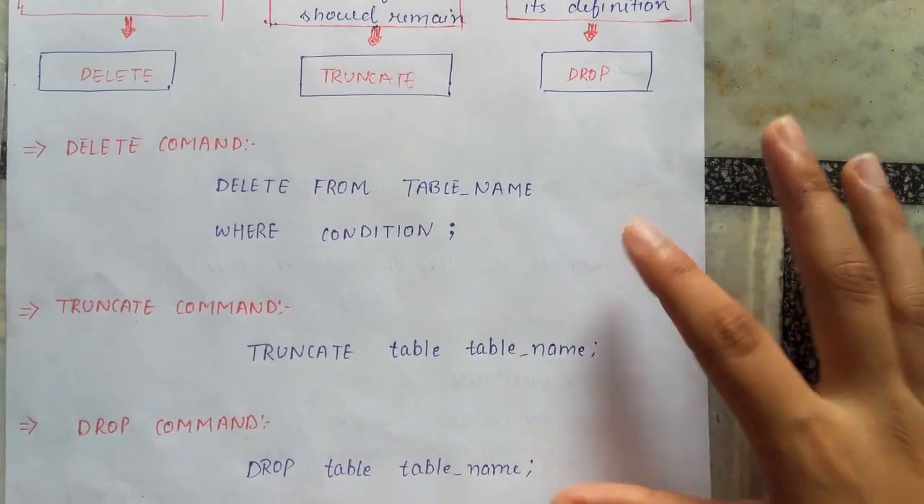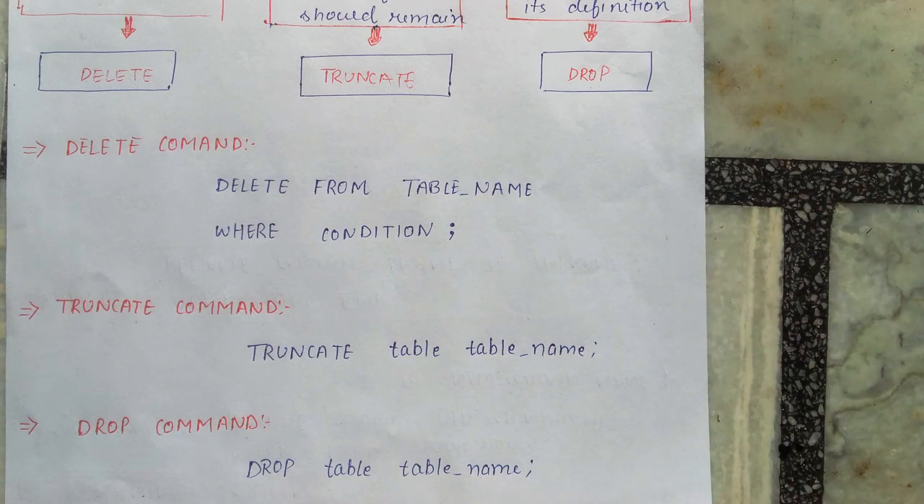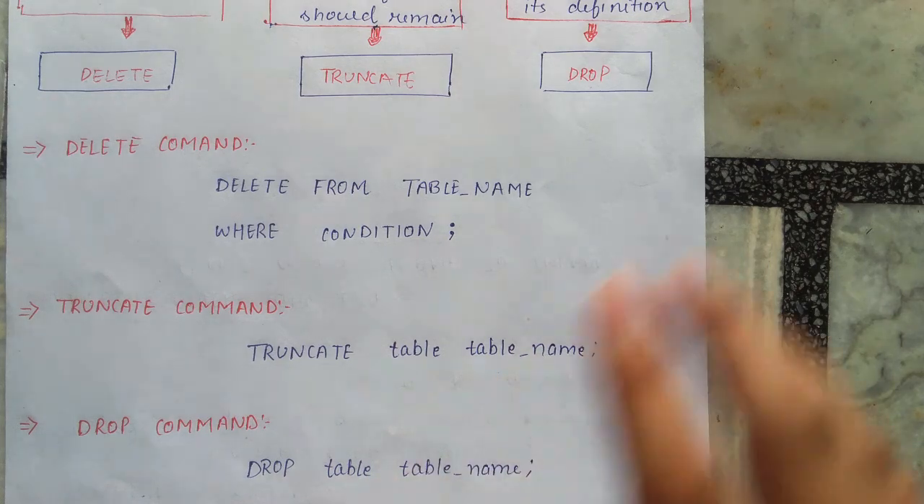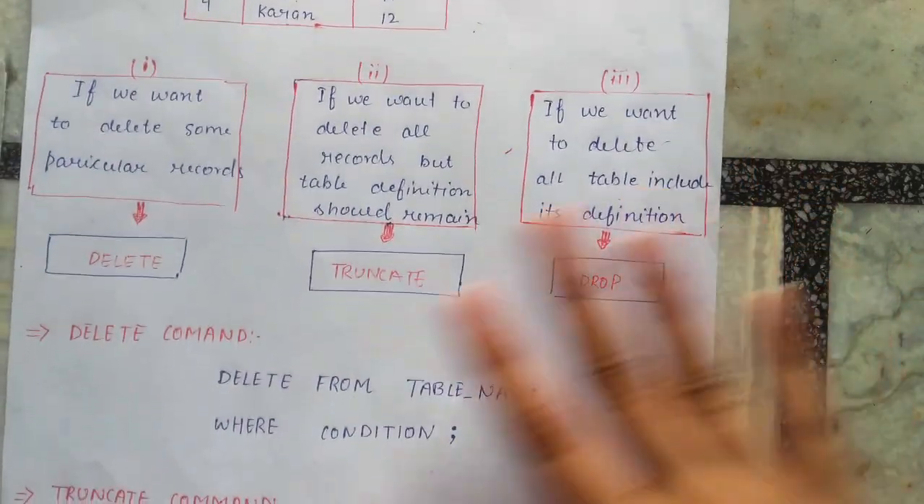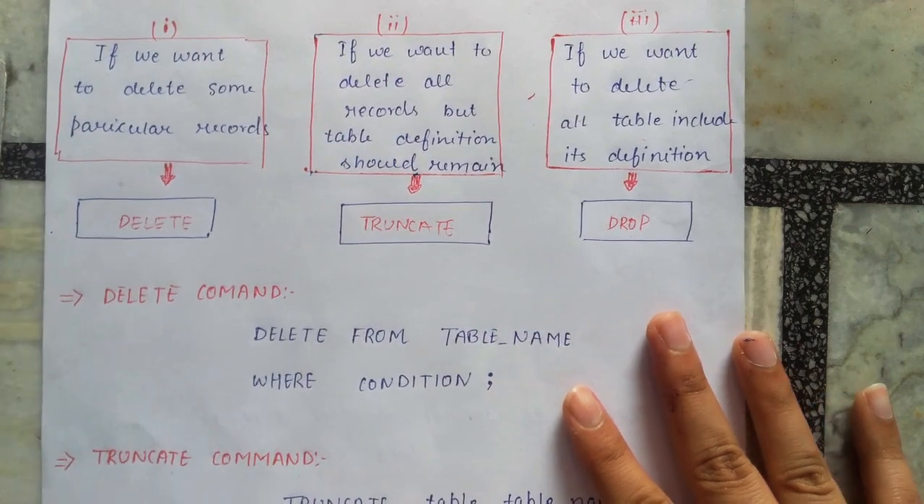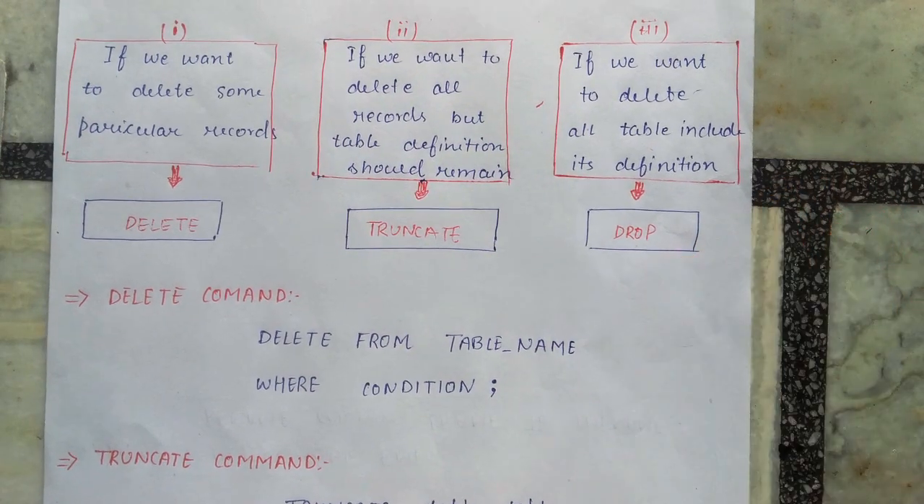And the last command is the drop command. As I told you, drop is used to entirely drop the table, including its structure and its definition. If we write drop table student, it will drop the entire table from the db. So this is the basic difference between these three commands, although all of them are used to make some deletion in the table. Thank you for watching the video.